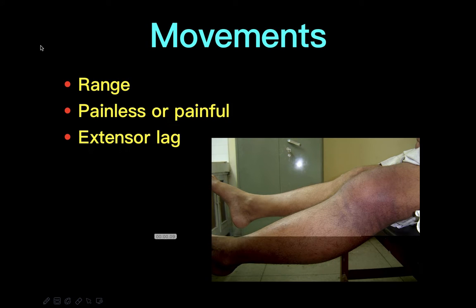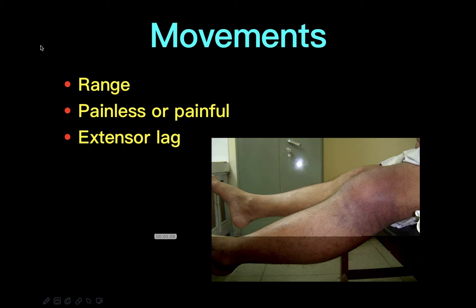Now coming on to the movements. As I have previously mentioned, the knee is a modified hinge joint in which the primary motion is flexion and extension of the knee joint. Along with this, slight lateral rotation also occurs in the knee joint. So in the movement, we have to check the range of movement of the knee joint. The normal range of the knee joint is from 0 to 130 degrees.